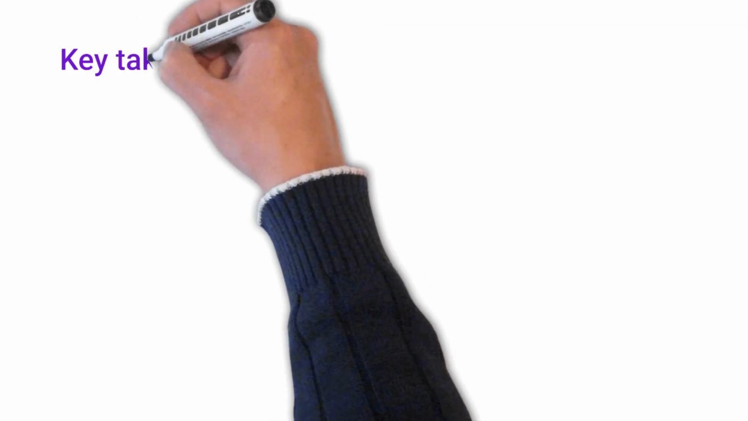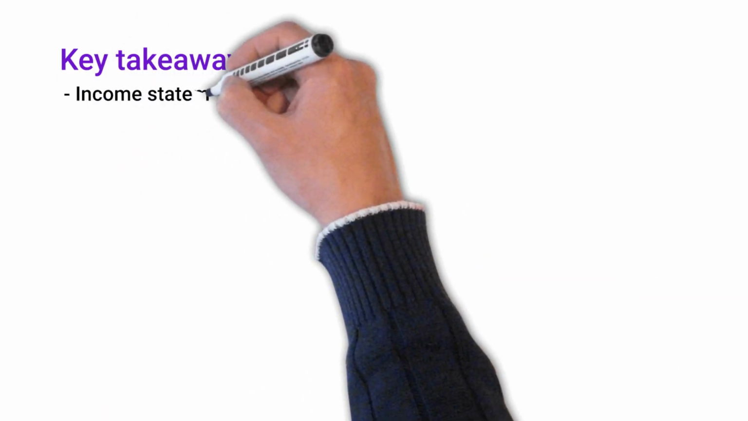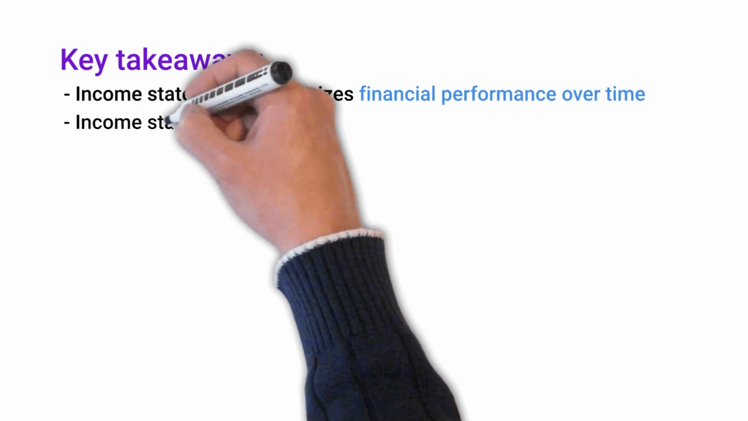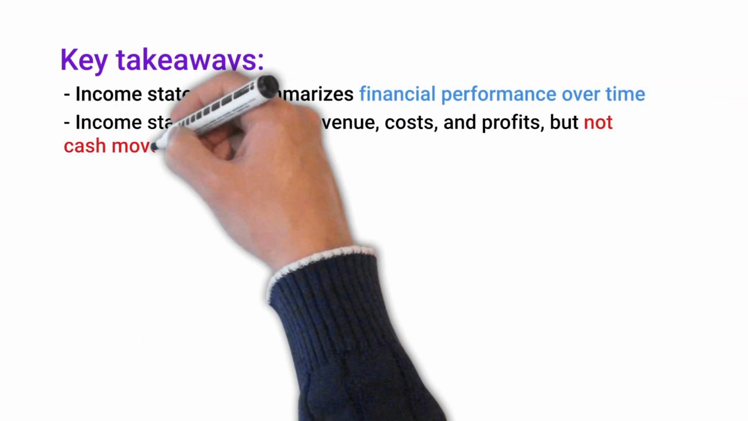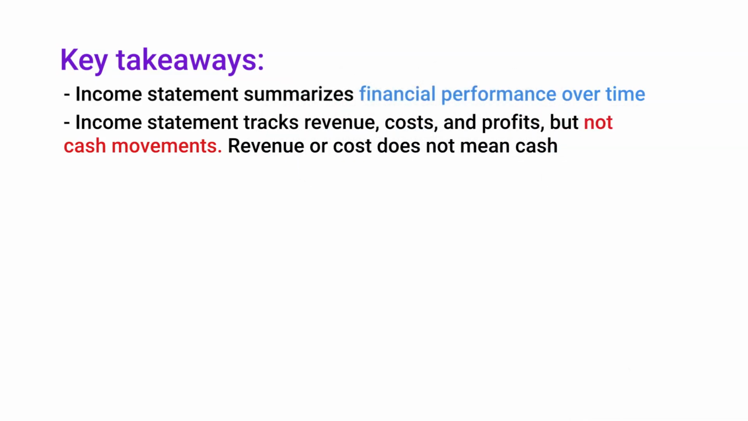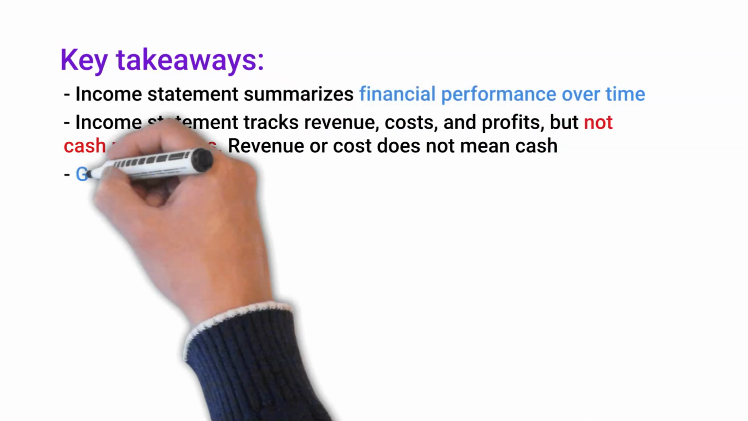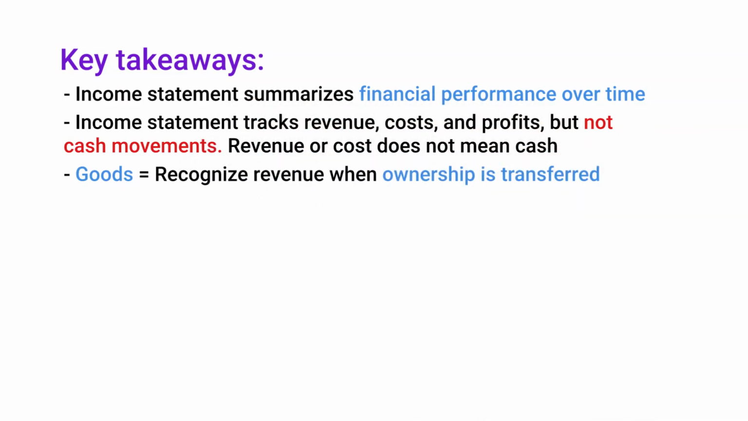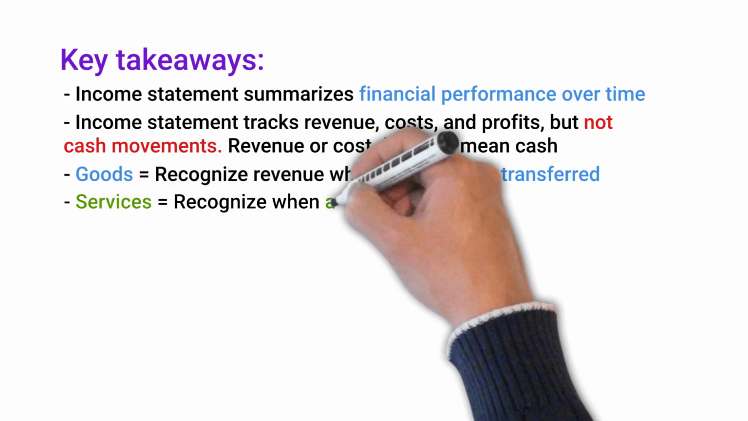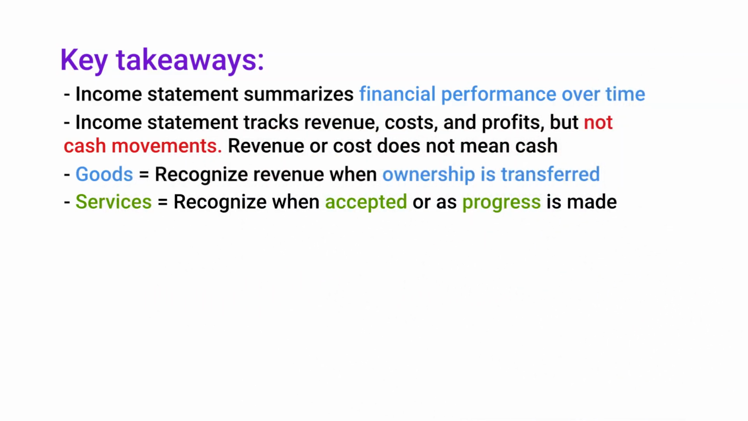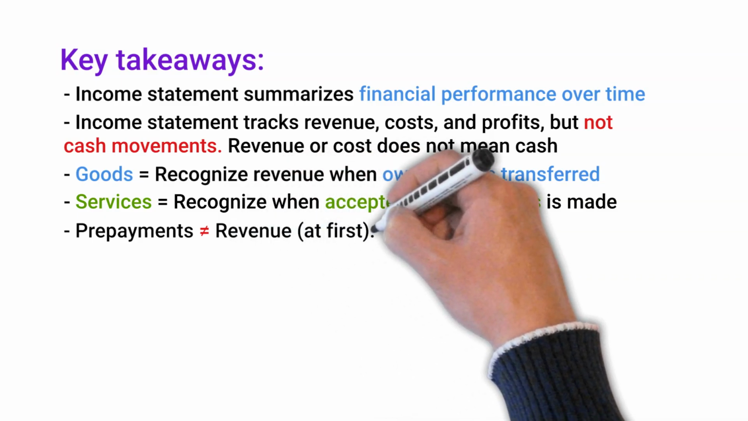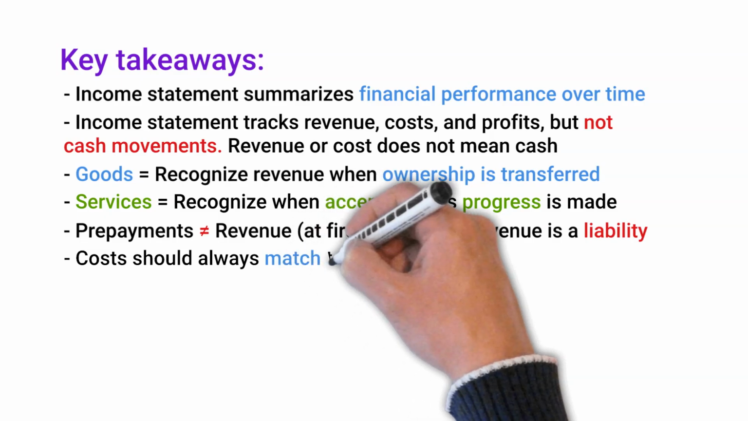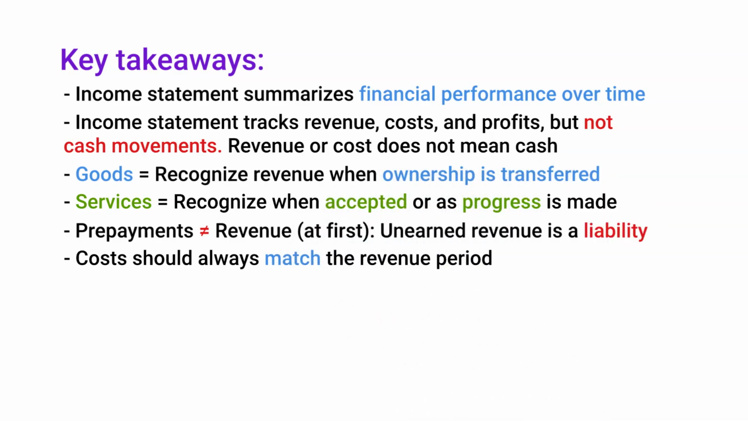Now, let's summarize key takeaways for the income statement. The income statement summarizes financial performance over a period of time. Income statement tracks revenue, costs and profits but no cash movement. Revenue or cost doesn't mean cash. Sale of goods is recognized when ownership is transferred, sale of services when services are accepted or progress is made. Prepayments are not revenue. They are recorded as a liability until the goods or services are delivered. Costs should always match the revenue, a matching principle.